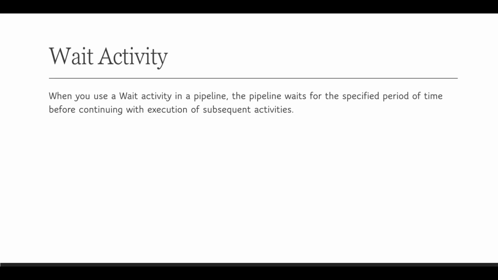Hi, our next activity is the wait activity. This wait activity is a very basic and simple activity. In the pipeline, it waits for a specific time period which is defined in the wait activity properties, and then after the wait period, it continues with the execution. So let's see how we can configure this wait activity.